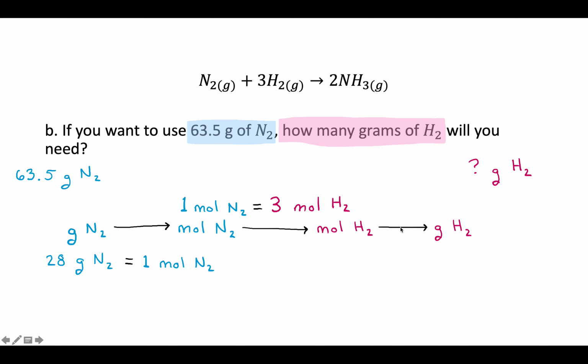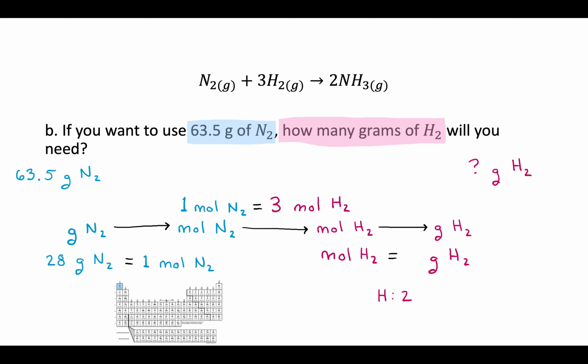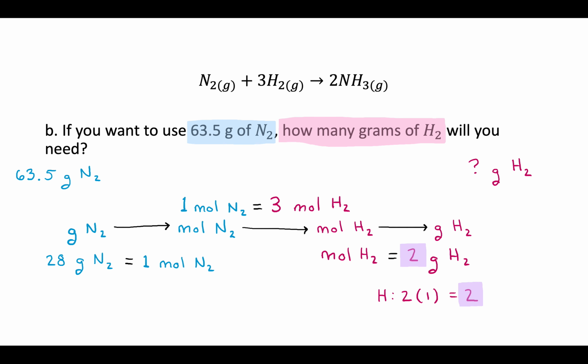For our third conversion, we need to know how moles of H2 relate to grams of H2. And for that, we'll use the periodic table. We know there's only 1 element here, hydrogen, but we do have 2 hydrogens. If we look at the box of the periodic table, we see that each mole of hydrogen weighs 1 gram. Since we have 2, it'd be 2 times 1, or 2 grams. There are 2 grams of H2 in every 1 mole of H2.